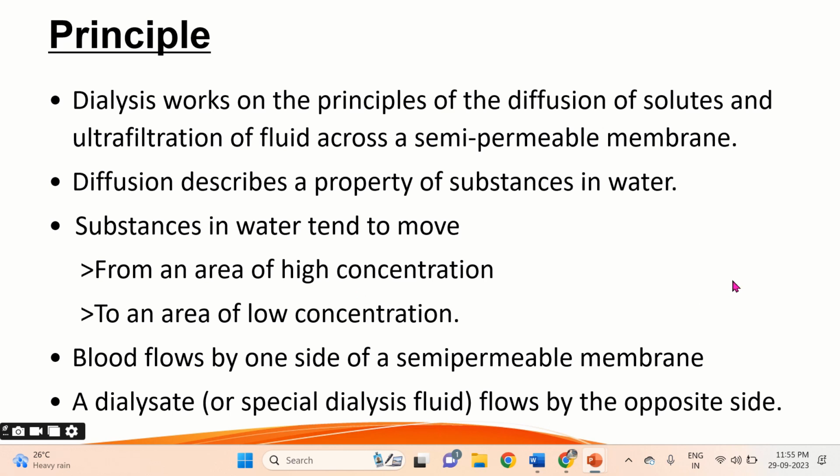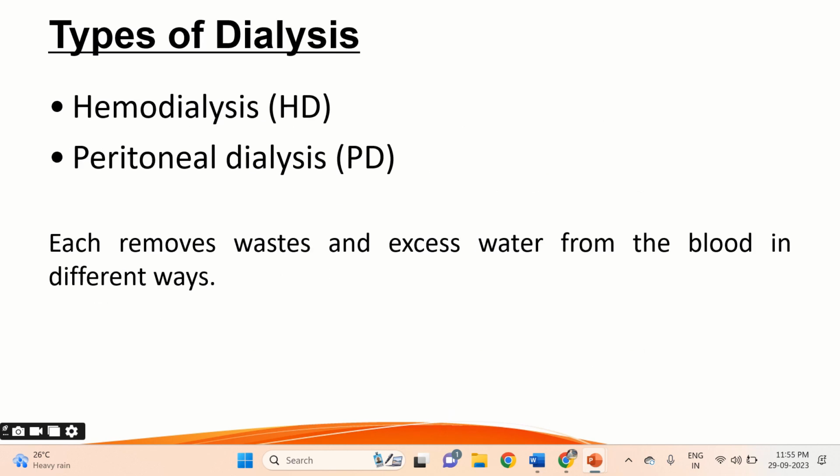Blood flows by one side of a semi-permeable membrane. A dialysate, or a special dialysis fluid, flows by the opposite side. Types of dialysis include hemodialysis (HD) and peritoneal dialysis (PD). Each removes waste and excess water from the blood in different ways.